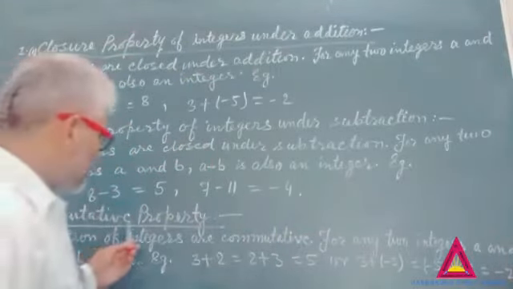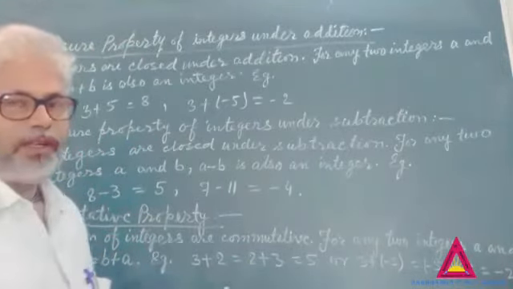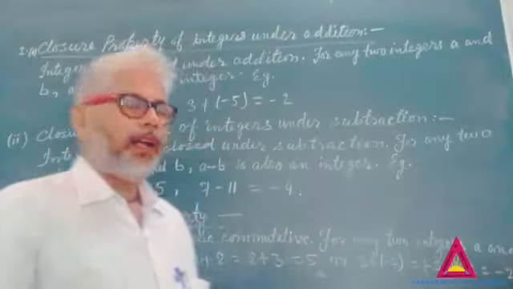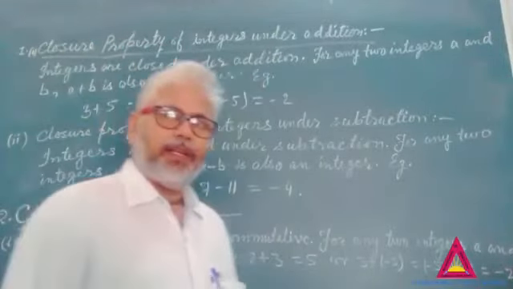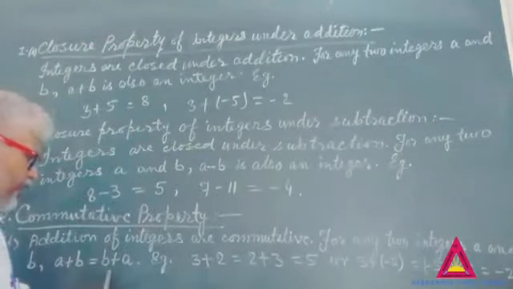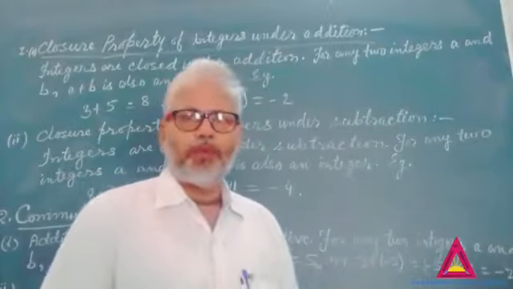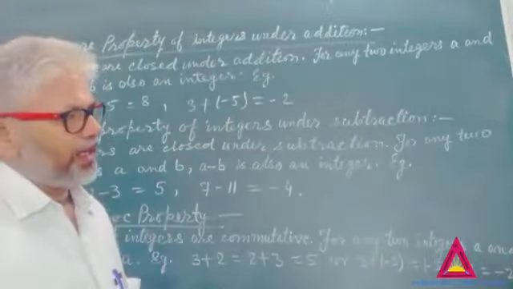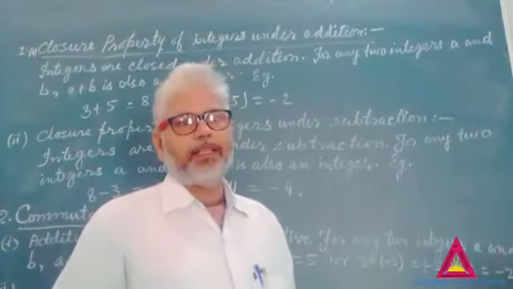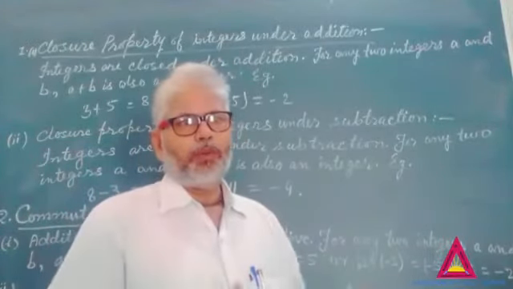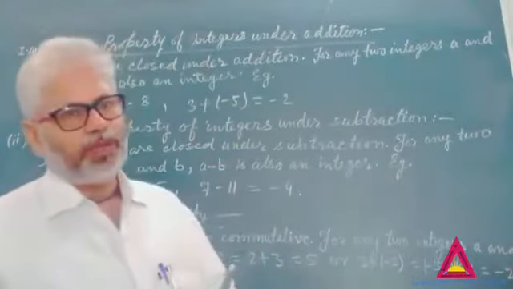Next, commutative property. Addition of two integers is commutative. For any two integers a and b, a plus b is equal to b plus a. It means if we change the sequence of integers, the result we get will be equal to the result in the earlier sequence.